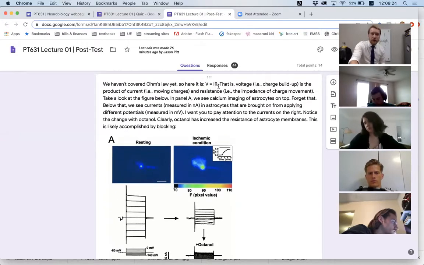So let's see. Voltage, that's the V. Charge buildup is the product of current and resistance. So that if you're moving charge and then you're resisting its movement, it's going to build up into that area you moved it into. So let's take a look at this.